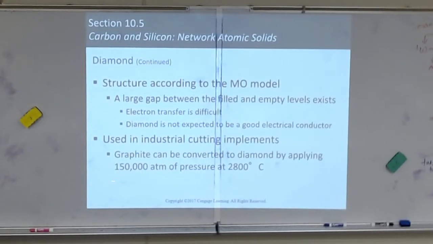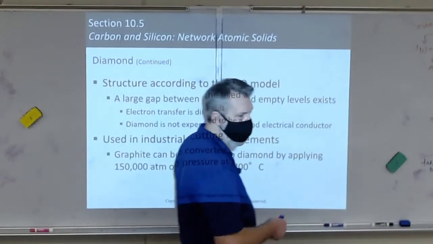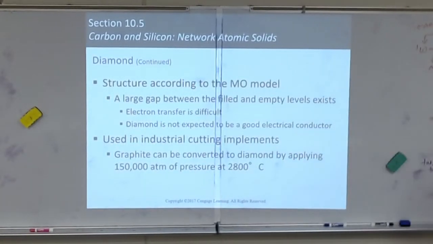There it is. So that amount of pressure, 150,000 atmospheres and about 2,800 degrees Celsius, you can just make your own diamond. How does that just happen? Well, it doesn't just happen. You make it in the lab. A lab with a very strong material, I assume.